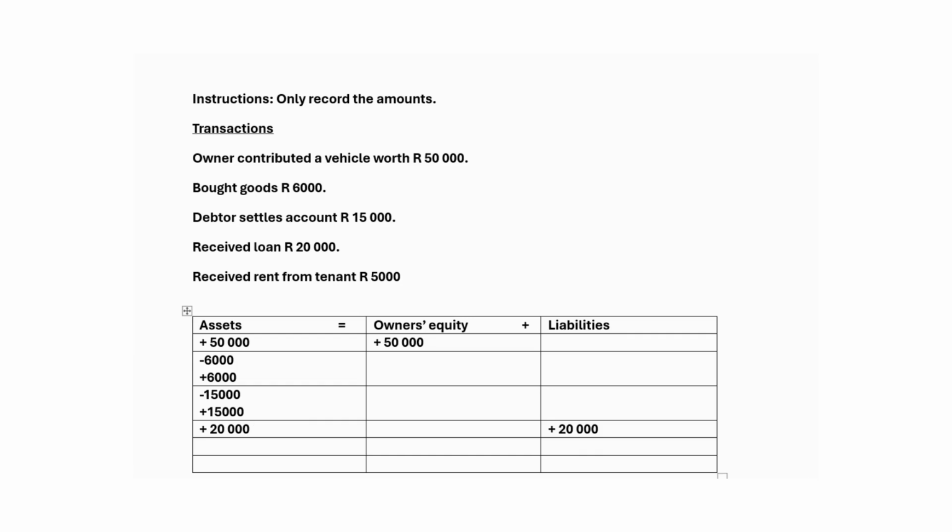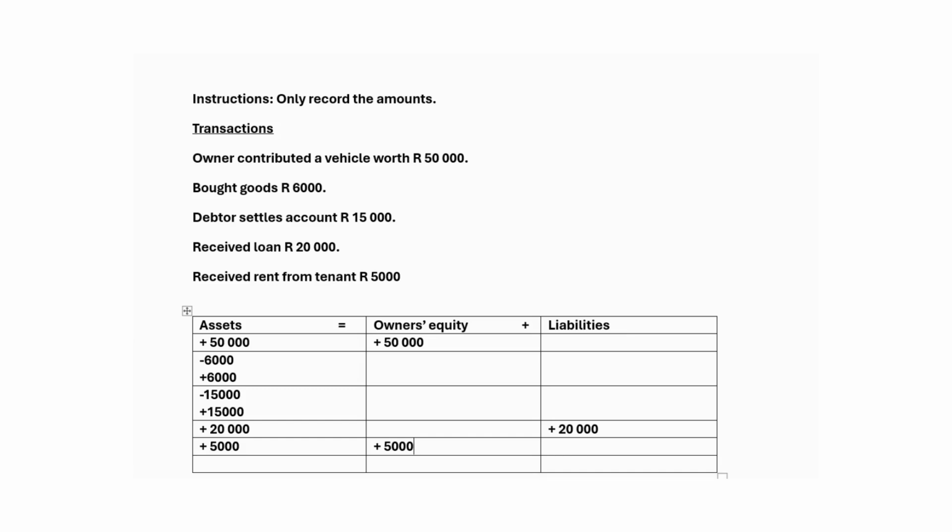Now we'll be looking at the last transaction, which is your rent received, which is 5,000. So we know that when we receive money, it means that the bank account of the business will increase, which is an asset. So your assets will increase by 5,000 rand, as well as your rent income. And you know that your rent income is owner's equity, it's an income, so that will also increase by 5,000.